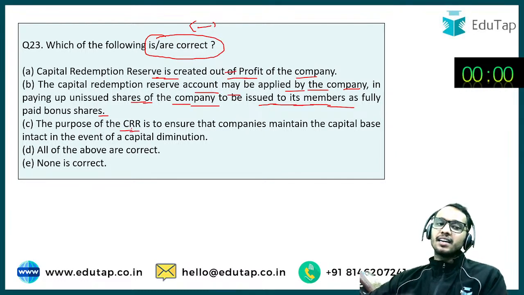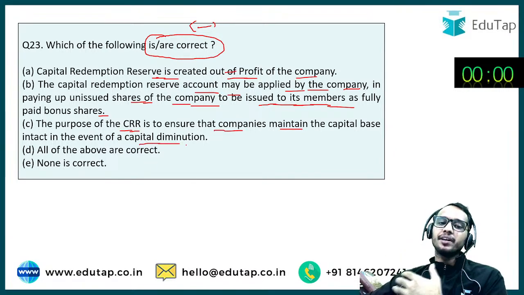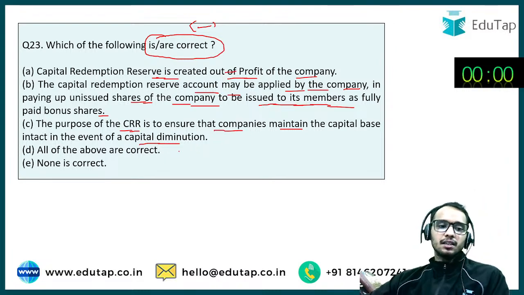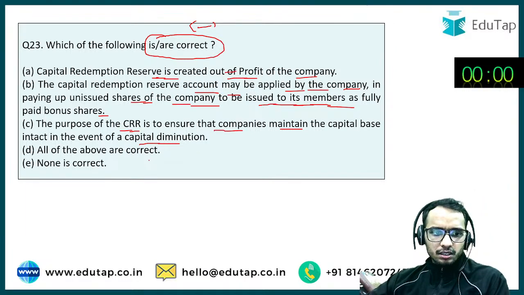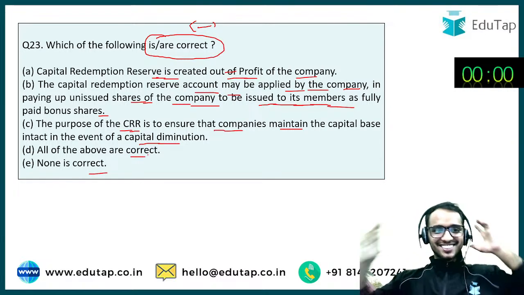The purpose of CRR, that is capital redemption reserve, is to ensure that the companies maintain the capital base intact in the event of capital diminution. Diminution means in case of capital decrease. All of the above are correct. None is correct. You tell me what should be the answer here.